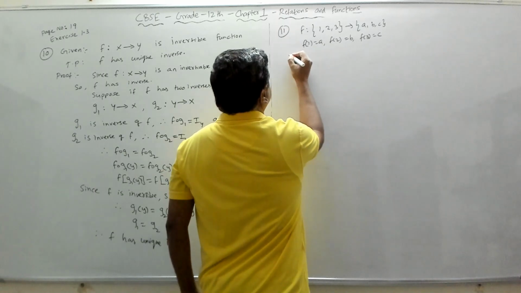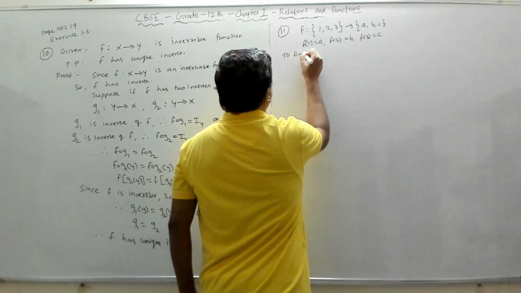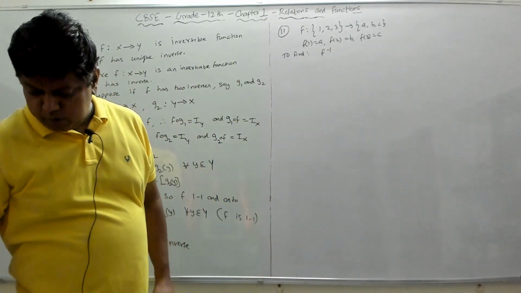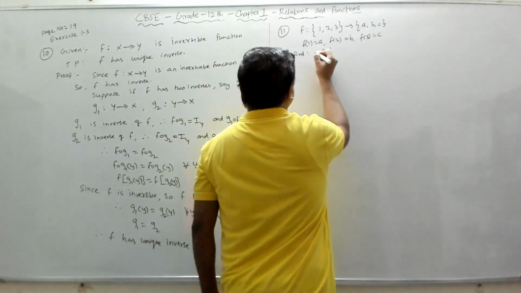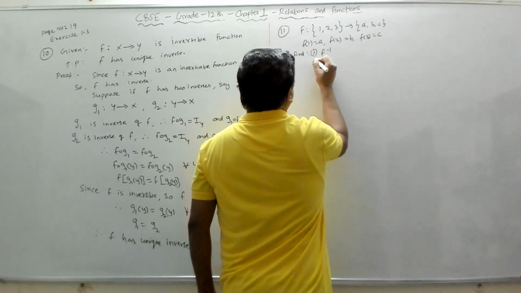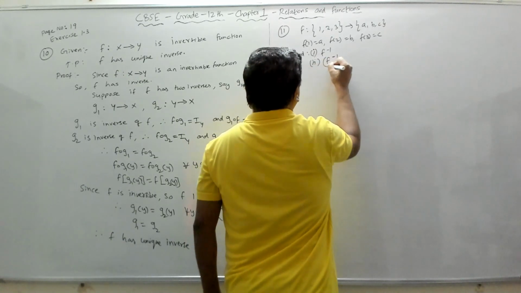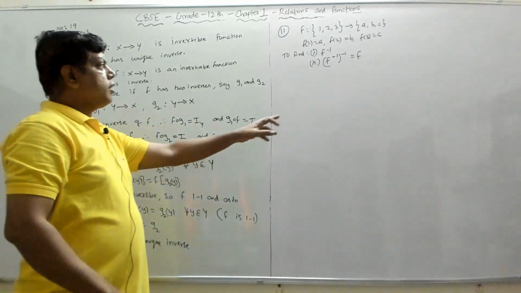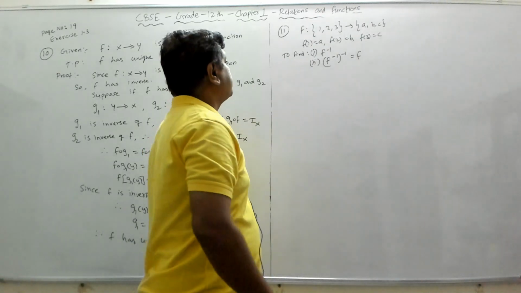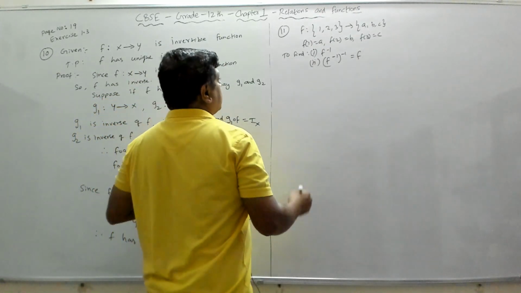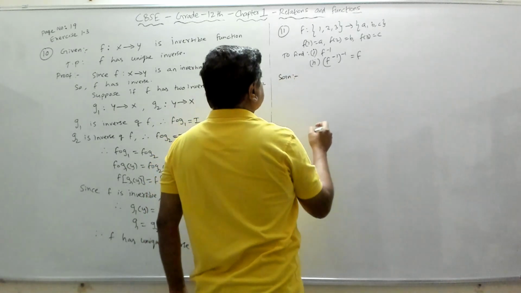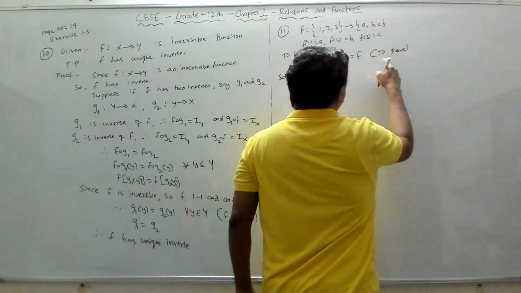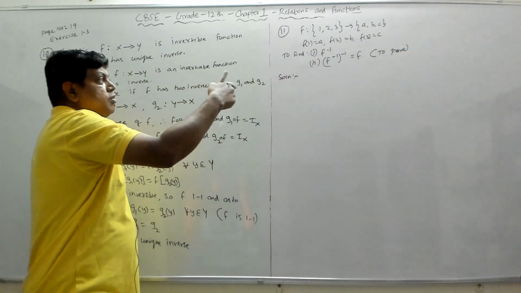So what do we have to find? We have to find f inverse. And we have to show that f inverse whole inverse equal to f. So first is finding f inverse. Second is f inverse whole inverse is equal to f. We have to prove this. So we have to first find this and then we have to prove this. Fine. Now, solution. And this is to prove. We have to prove that inverse of f inverse is f.